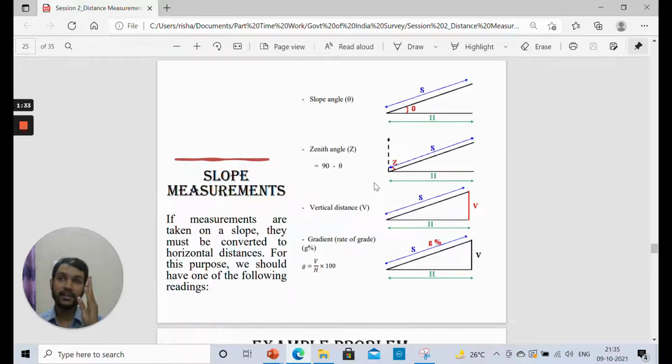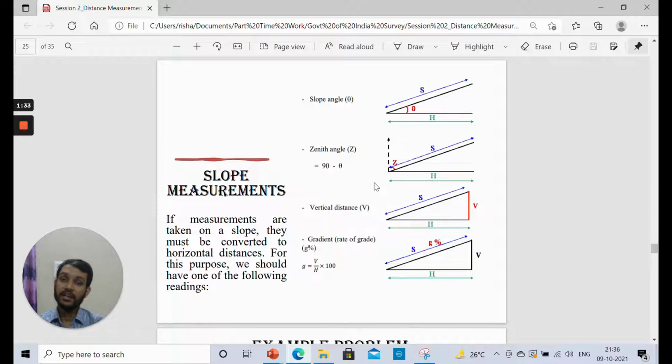What is zenith angle? Zenith angle is that angle which the sloping ground surface makes with respect to vertical. Okay, the slope angle was the angular measurement with respect to the horizontal ground surface. The zenith angle is the angle that the ground surface makes with respect to vertical. So if z is known to us and the slope distance s is known to us, then also we can calculate the horizontal distance h using s sin z. In this case the horizontal distance will be s into sin z.